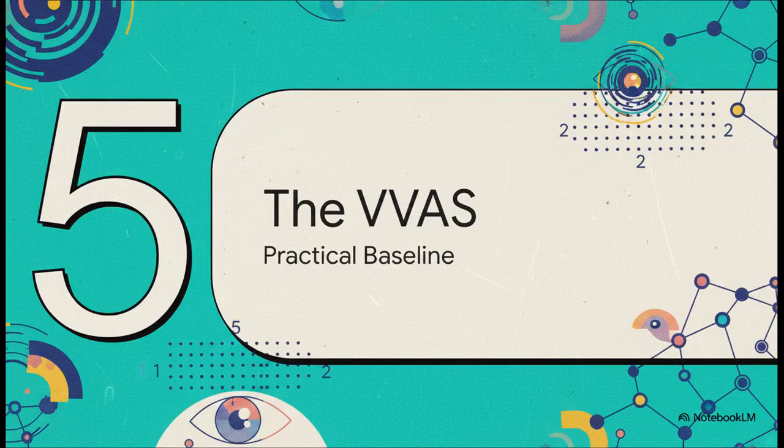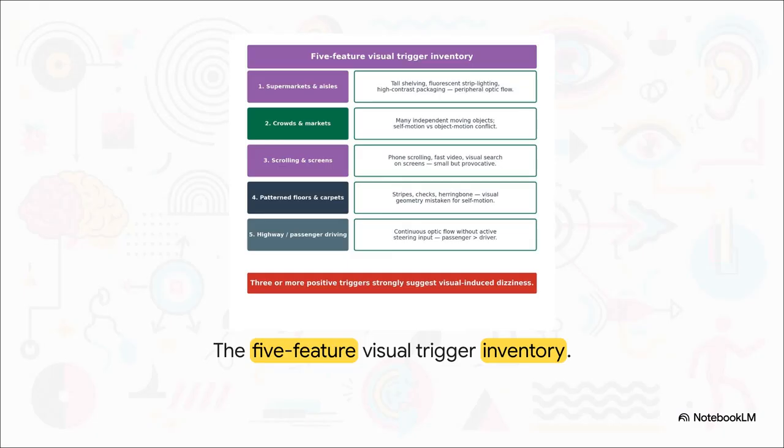Let's move on to our final core topic, the Visual Vertigo Analogue Scale, or setting your practical baseline. So, once you suspect VID, how do you actually measure it? The easiest way to screen is using this 5-feature visual trigger inventory. Just look at the patient and ask, hey, do you get dizzy in supermarket aisles? What about in crowds or when scrolling on screens? Do patterned floors or highway driving mess with your head? If they say yes to 3 or more, that strongly points to VID.